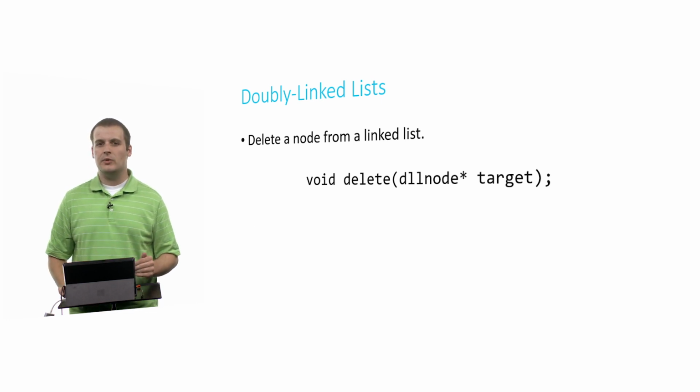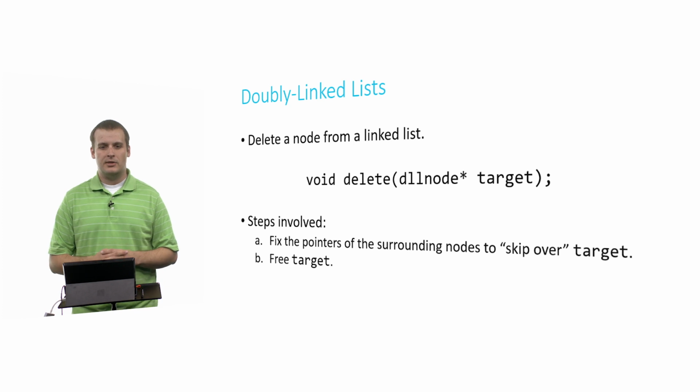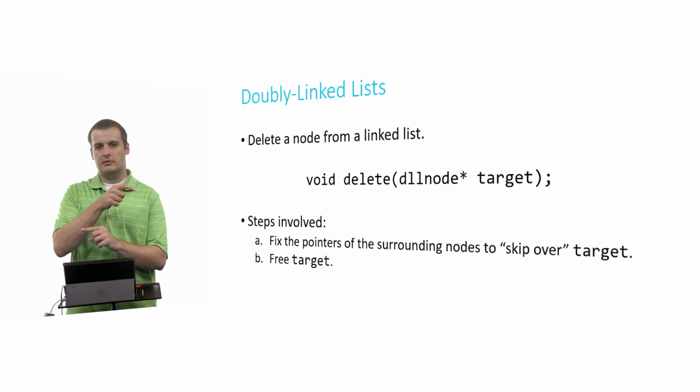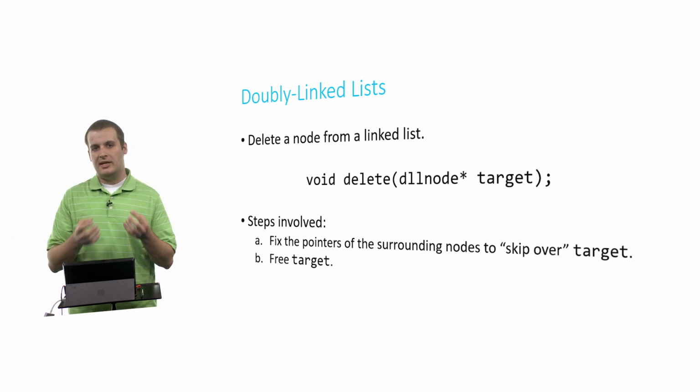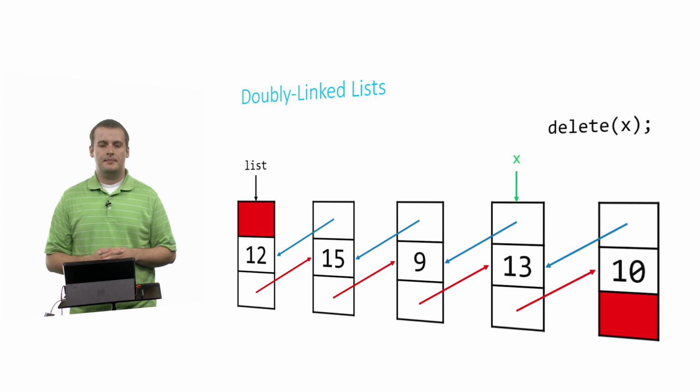It's a lot easier with doubly linked lists. First, it's actually just a couple of things. We just need to fix the surrounding nodes' pointers so that they skip over the node we want to delete, and then we can delete that node. So again, we have apparently decided that we want to delete the node X.